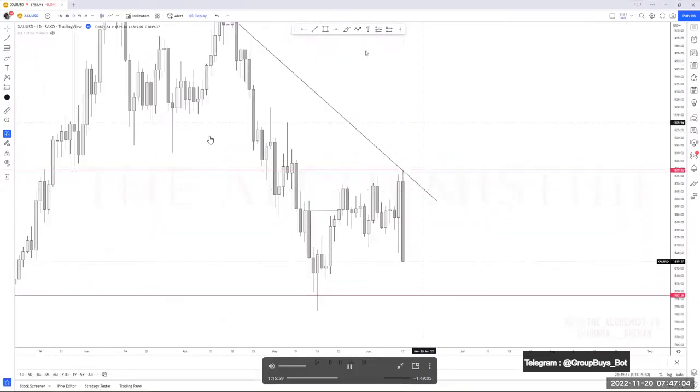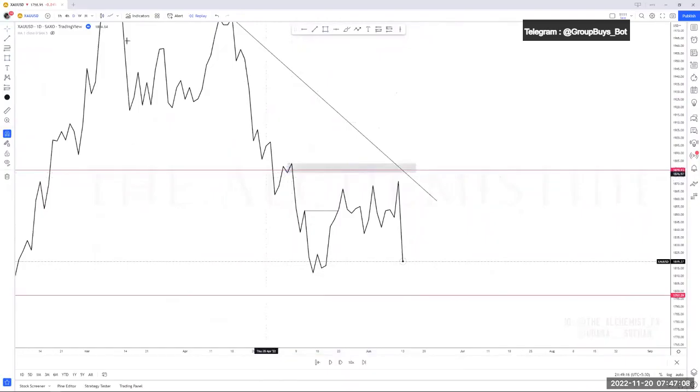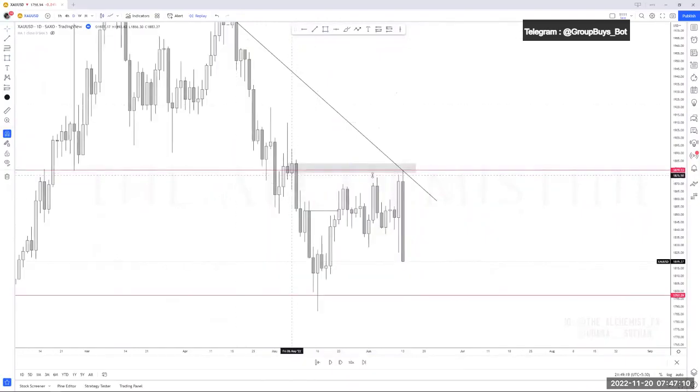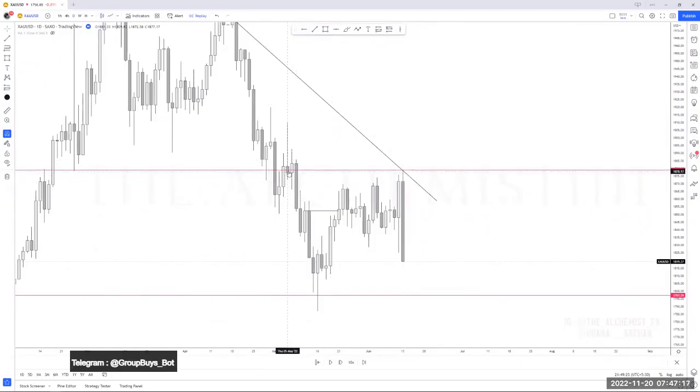Now we did have this daily zone here. Yeah, the daily zone as well in here. But yeah, broken support turns into resistance and all that stuff. But we have the monthly level in here, right? So why play with the daily level? Monthly is always stronger.